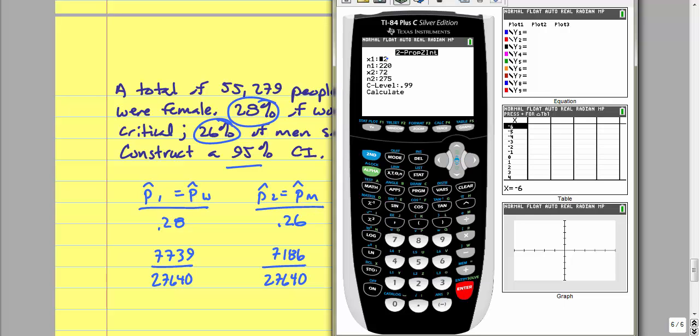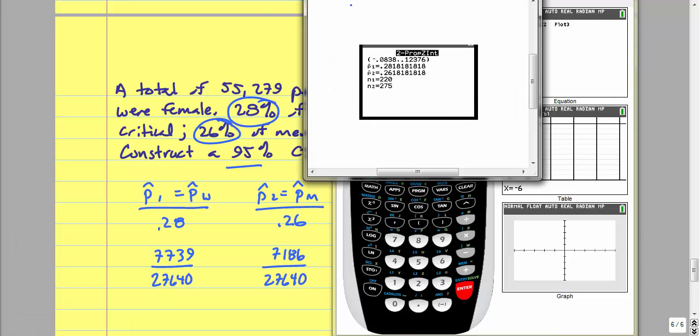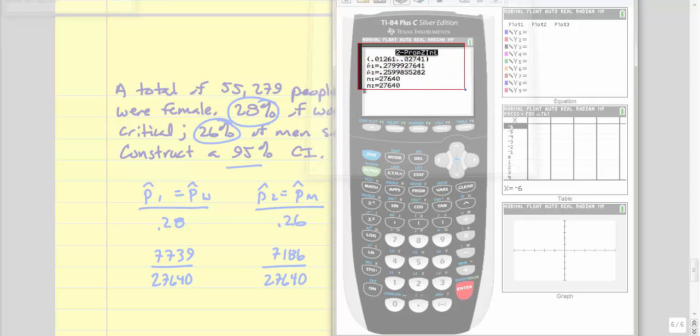Okay, so now we know x1 was 7739, n1 was 27,640, x2 was 7,186. And remember, you can do these by hand using our formulas we had as well. And then for my n2 I have 27,640 as well. Now our level of confidence is not 99%, it was 95%, so we need to make sure we adjust that. Hit calculate, and then let's go ahead and paste this into our lecture so we can use it for comparison.